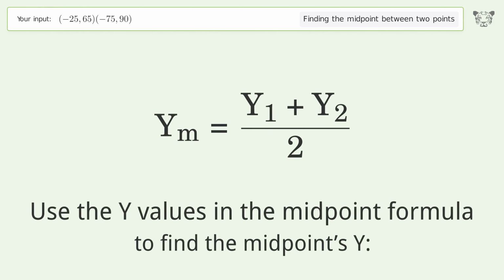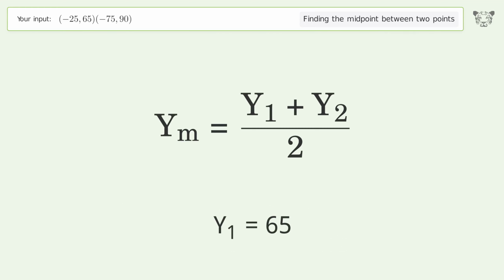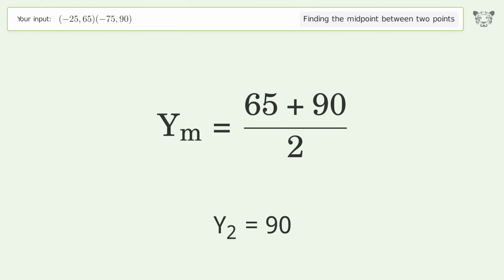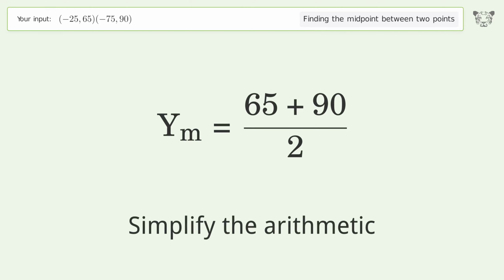Use the y values in the midpoint formula to find the midpoint's y. y1 equals 65. y2 equals 90. Simplify the arithmetic.